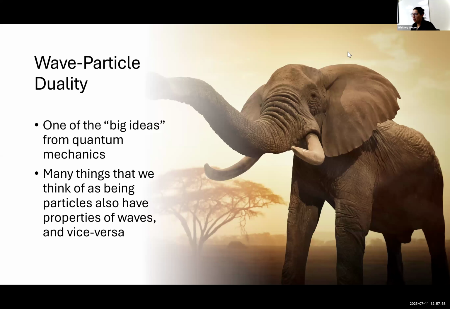So wave particle duality, sometimes we kind of get confused. Light can act as both a particle and a wave. And I know it might seem that they are very, very different, but it kind of acts as both. So it's just one of the big ideas from quantum mechanics. And many things that we think of as being particles also have properties of waves and vice versa. So it can be both. It doesn't have to be one or the other. So we can have light act as a wave, but also as a particle when it's going to move through space and hit something.